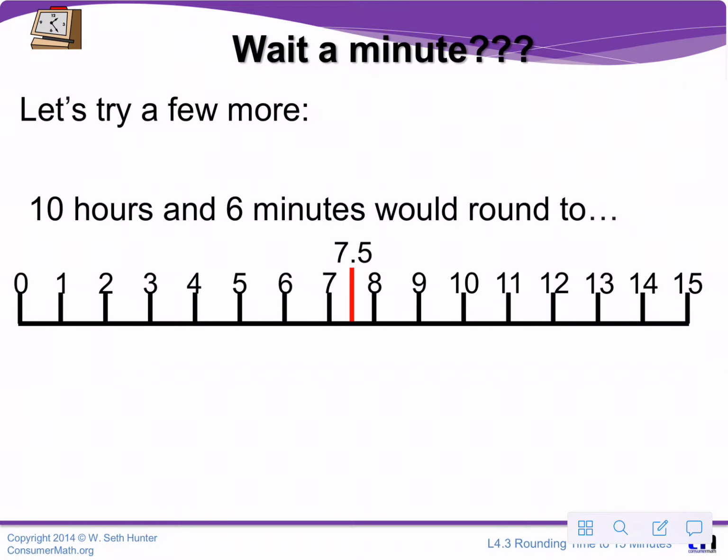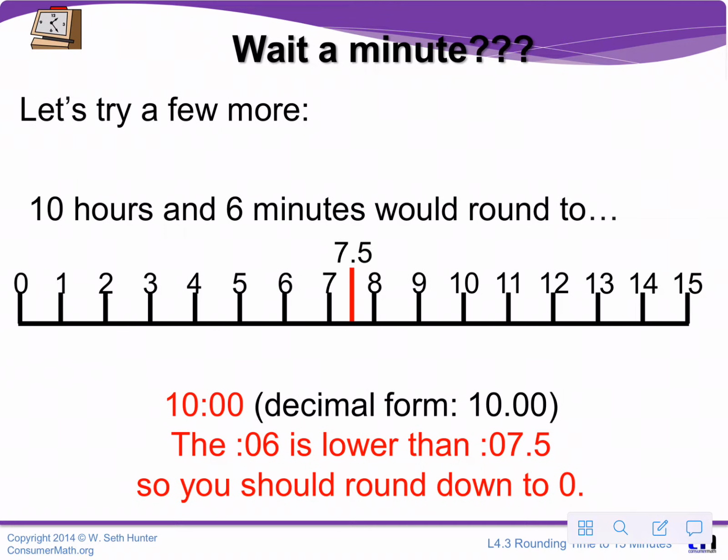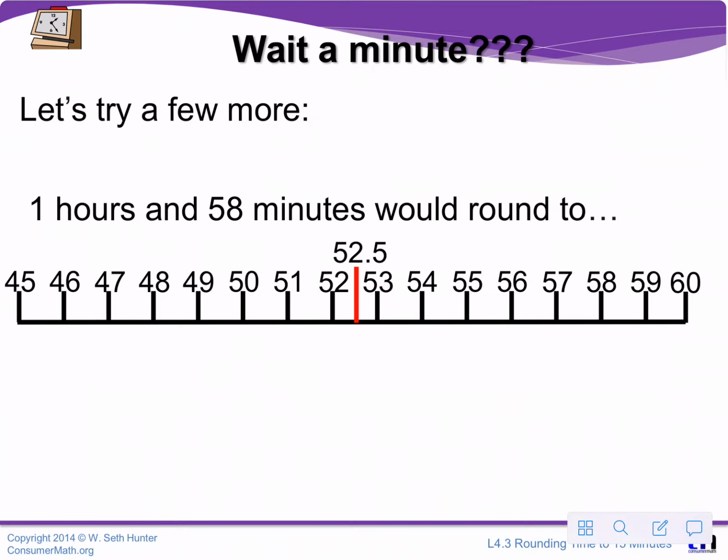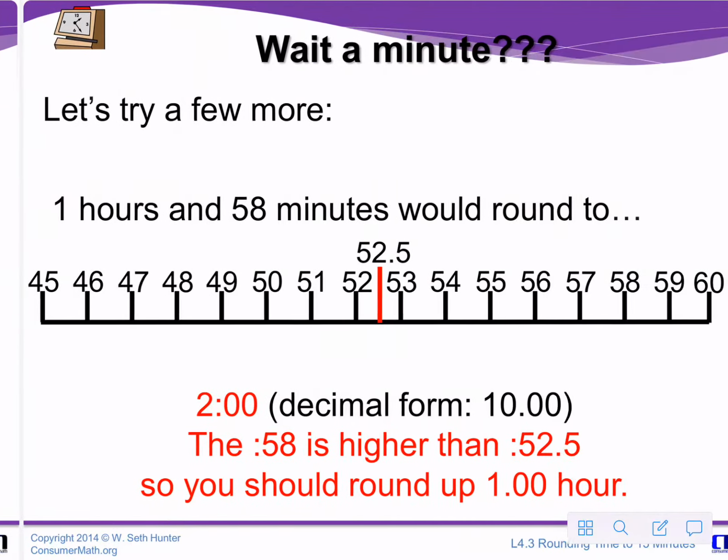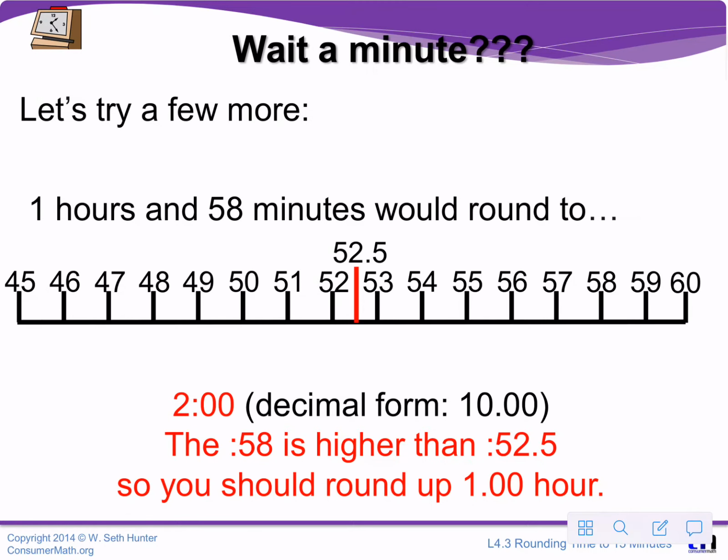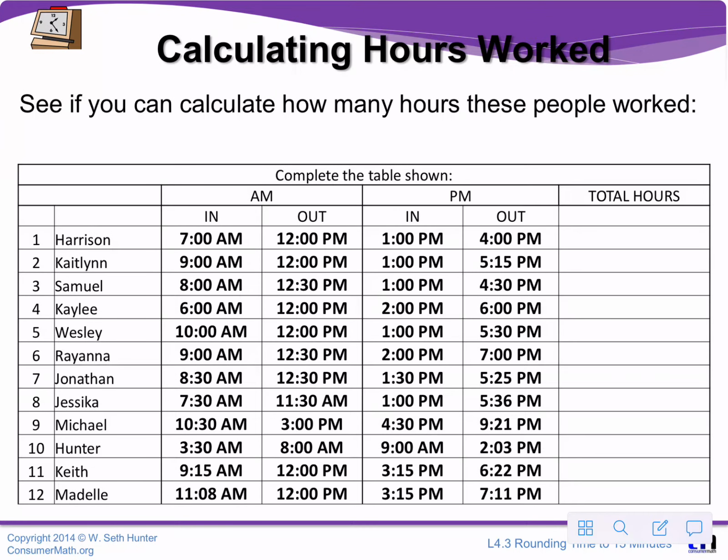Let's try a few more. 10 hours and 6 minutes, decimal form is 10.00. The 6 is lower than 7.5, so you'll round down to 0. Let's try a few more. Let's go ahead and calculate how many total hours each of these people worked.